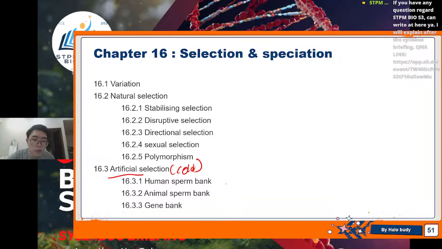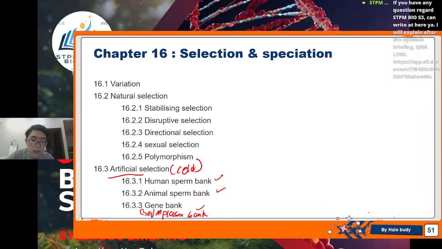So for artificial selection, you have to know these three things: human sperm bank, animal sperm bank, and also gene bank. These three banks, you have to know them. So why do we want to have a human sperm bank, animal sperm bank, and also gene bank? And another is the germ plasm bank. Actually, human sperm bank and animal sperm bank are similar. So these banks, you have to know what they are and why they are very important in selection.